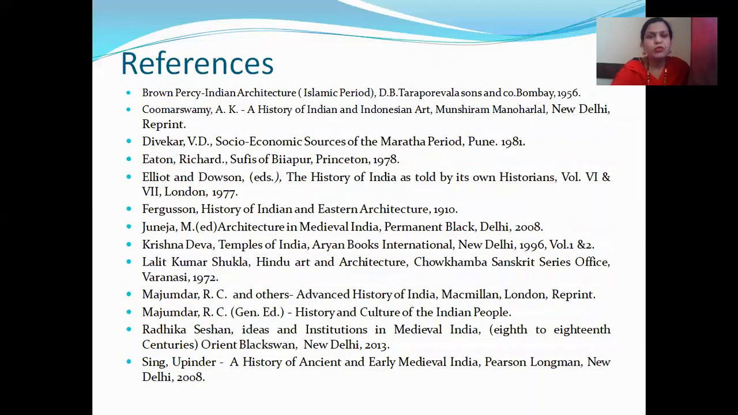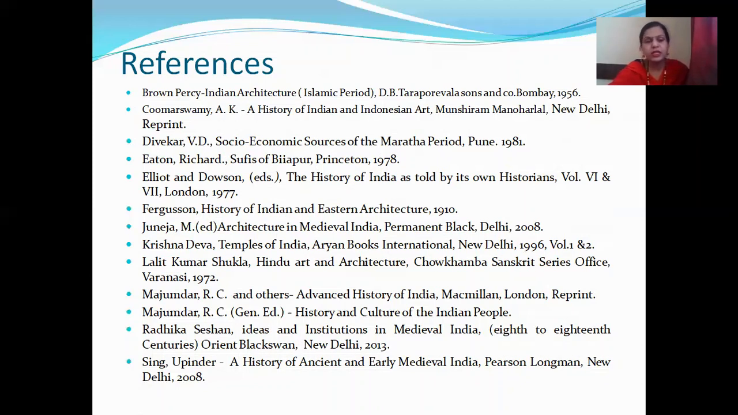Before that, these are the books you can refer to for study. Percy Brown, Indian Architecture, Islamic Period. Kumaraswamy, History of Indian and Indonesian Art. Divekar, Socio-Economic Source of Maratha Period also. James Fergusson, History of Indian and Eastern Architecture. Lalit Kumar Shukla, Hindu Art and Architecture. R.C. Majumdar, Advanced History of India. R.C. Majumdar, another book, History and Culture of the Indian People, that is also important.